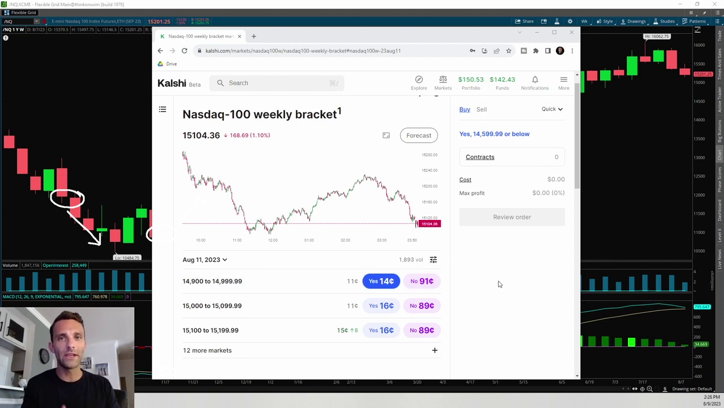So there was a lot of examples, but this is how you can use the MACD to trade the event contracts on the NASDAQ 100, the S&P 500, daily and weekly chart.